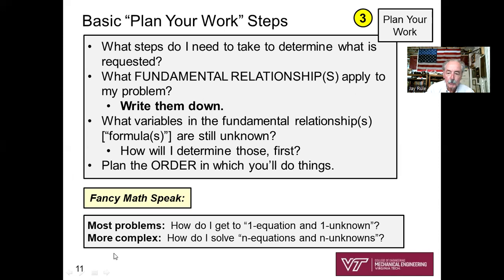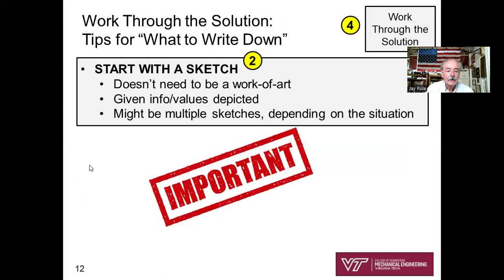There will be some more complex problems, and certainly will be in subsequent courses. How do I get to n equations and n unknowns? But for right now, let's not worry about it. And most of your homework problems are going to be one equation and one unknown. How do I get that thing solved for the variable I'm looking for? Okay. Now work through the solution.